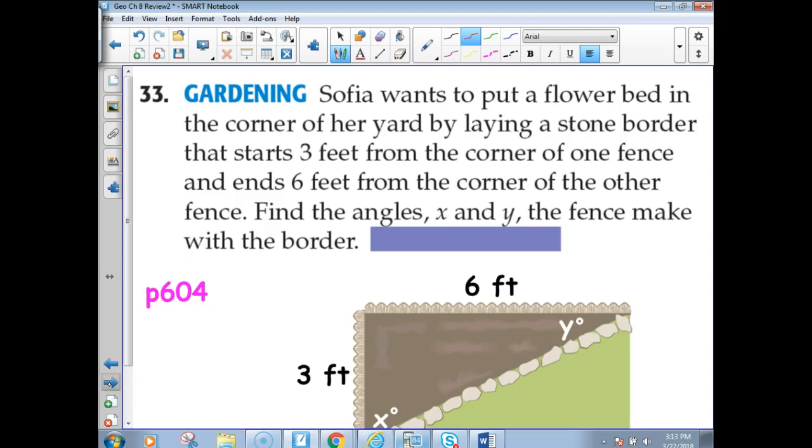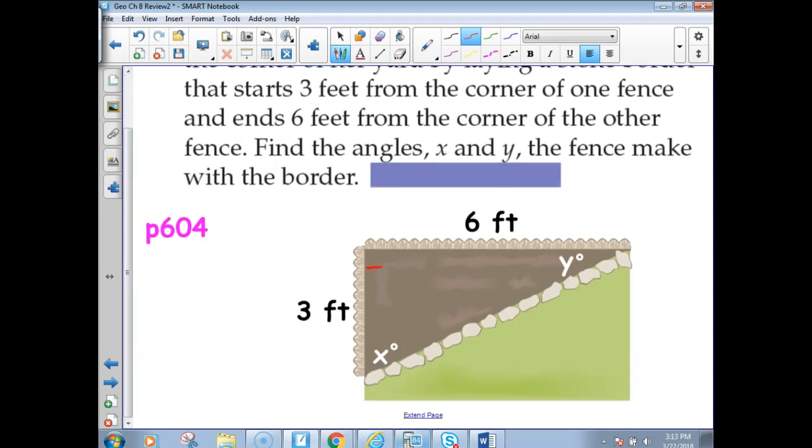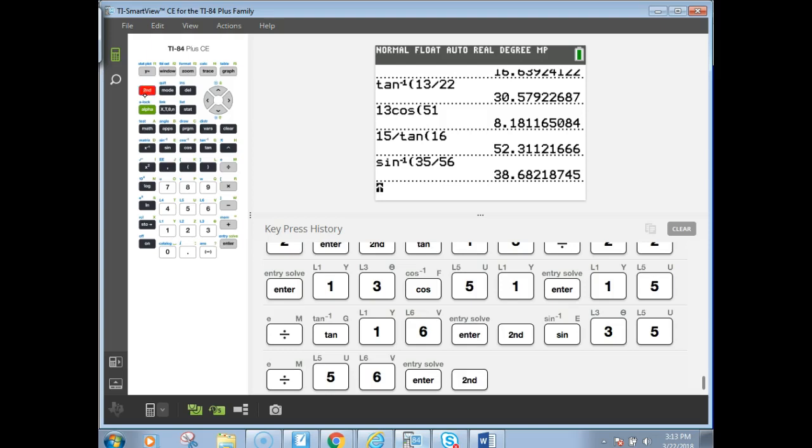Sophia wants to buy a flower bed. All right, this is already drawn out for us, so we're going to figure out the angles that the fences make with the border. Okay, you know there's a right angle in the corner of those two fences, and we want to find angle X, so I'm going to say opposite over adjacent. So I'm going to do the tangent of X is 6 over 3, and then go find that one angle, second tan, 6 divided by 3.